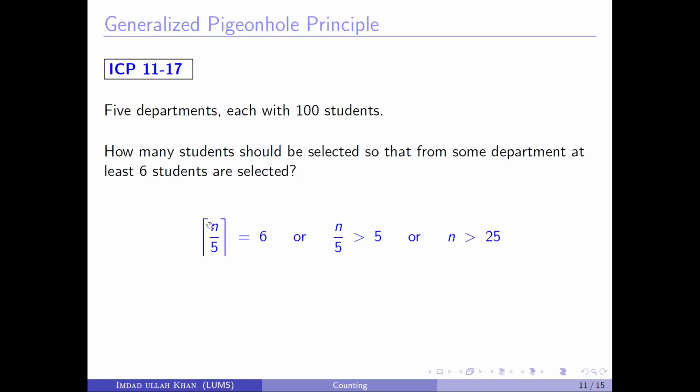That means that we want to fulfill this expression according to the Pigeonhole principle: the ceiling of n over 5 equals 6. If you take away the ceiling, this means that n over 5 is greater than 5. Then we multiply this inequality by 5 on both sides, and that gives us that more than 25 people should be selected to ensure that claim.